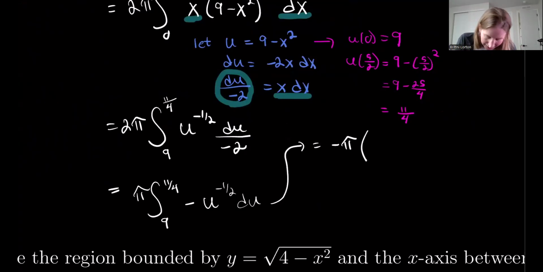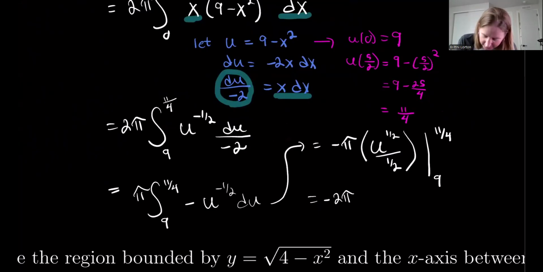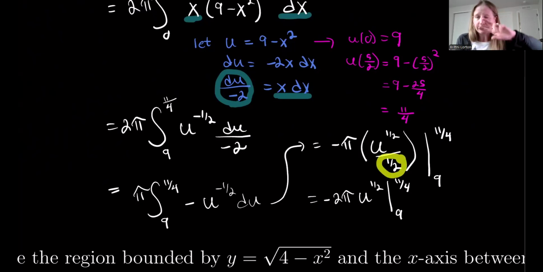And then I'm going to do u to the power, add 1 to the power, divide by the new power, evaluated from 9 to 11/4. I'm going to simplify this even further. Now that becomes negative 2 pi u to the 1/2. And I'm going to highlight where that comes from. When you divide by a fraction, you multiply by its reciprocal. So that would be times 2. So negative pi times 2 was the negative 2 pi.